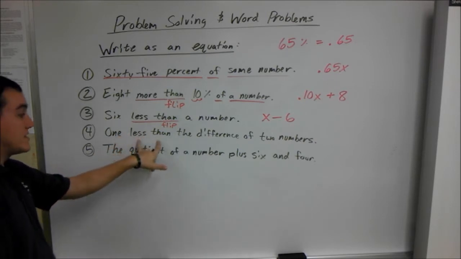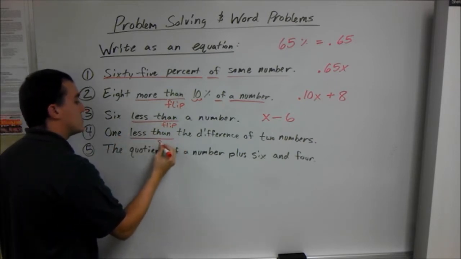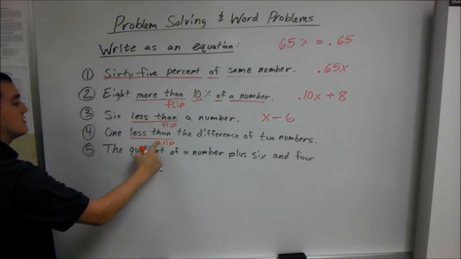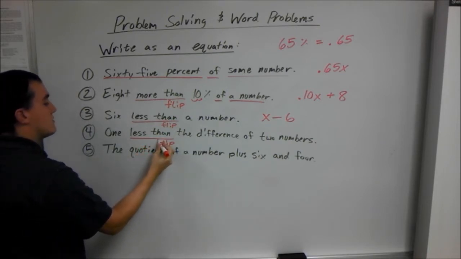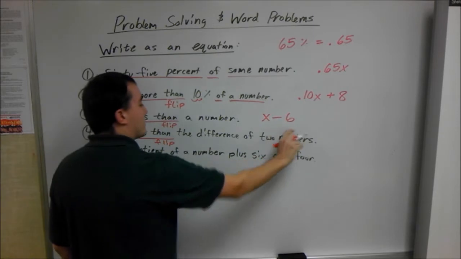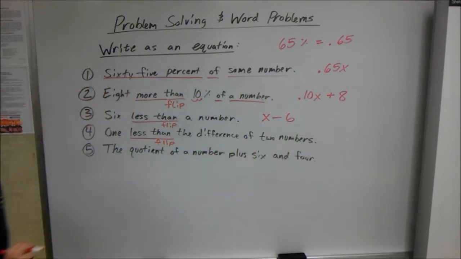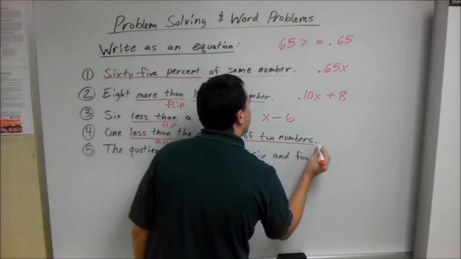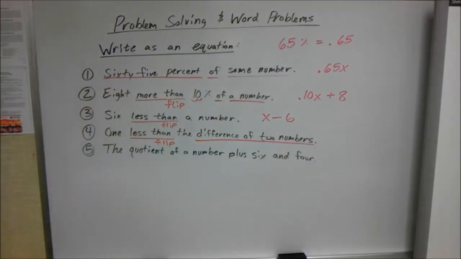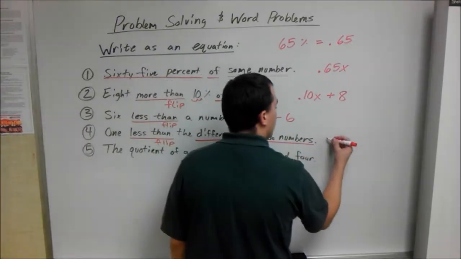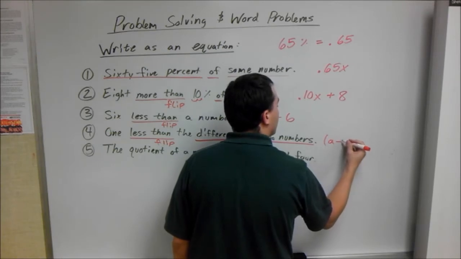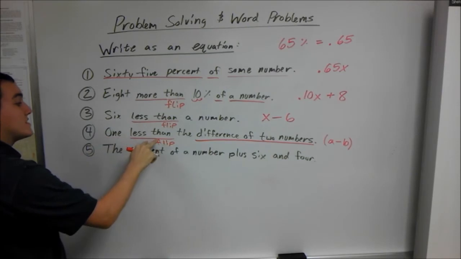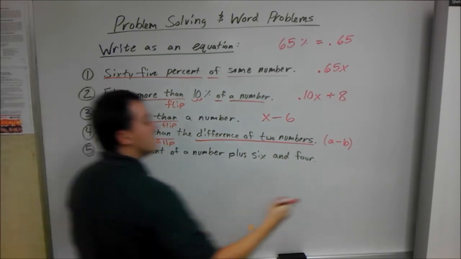Next one, we have less than again, so that tells us to flip. Since it's less than, that means we're subtracting, so the second part of this is coming first. The difference of two numbers. It doesn't matter what we call them. We can call them A and B, X and Y, whatever you want. We'll just call them A and B. So the difference of A and B, and then we have one less than that, so we're going to minus 1.